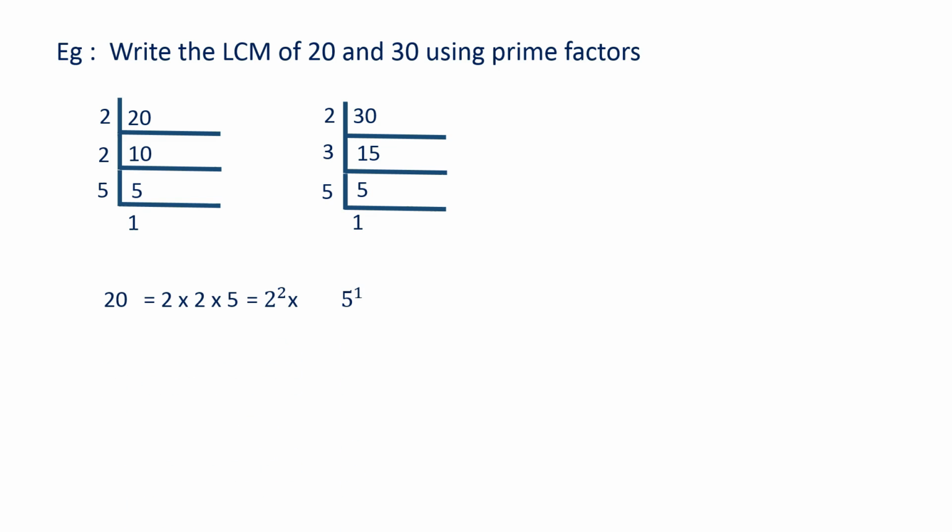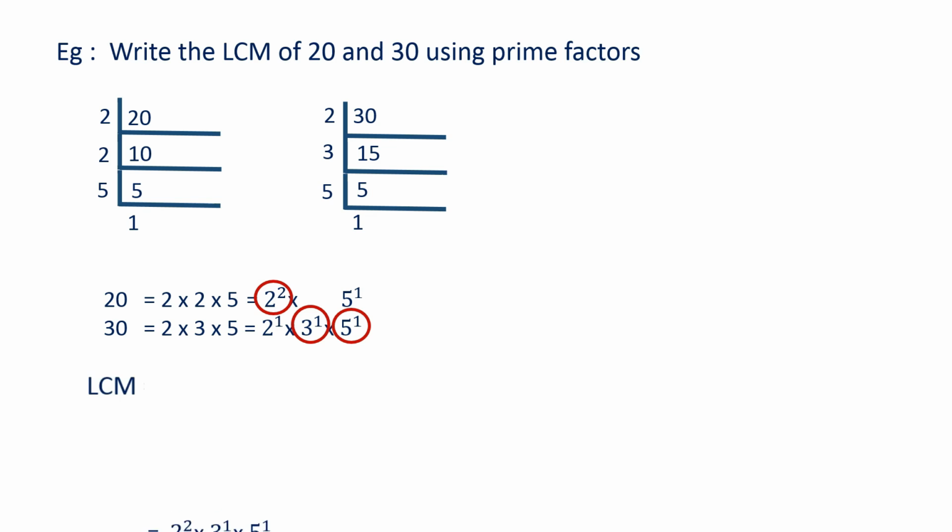So here I have written 2 to the power 2 into 5 to the power 1 is equal to 20, and 30 can be written as 2 to the power 1 into 3 to the power 1 into 5 to the power 1. In this case, we have 3 prime factors, 2, 3 and 5. In each prime factor, we have to find out the highest power. In case of 2, the highest power is 2 to the power 2. In case of 3, we have only 3 to the power 1, so we have to select it. And when it comes to the powers of 5, we can select any one because both have 5 to the power 1.